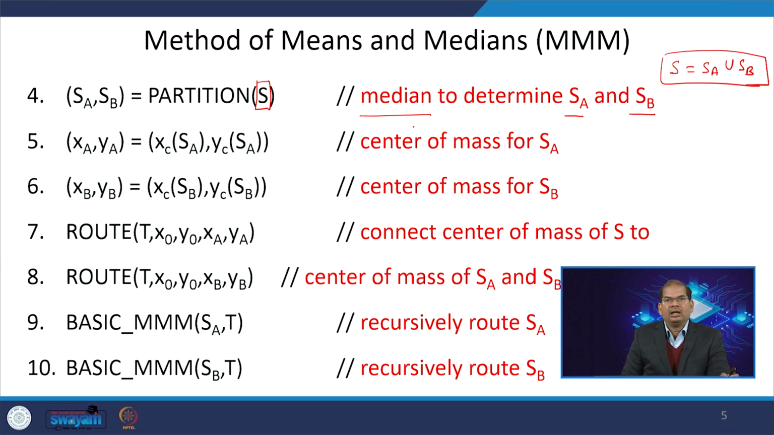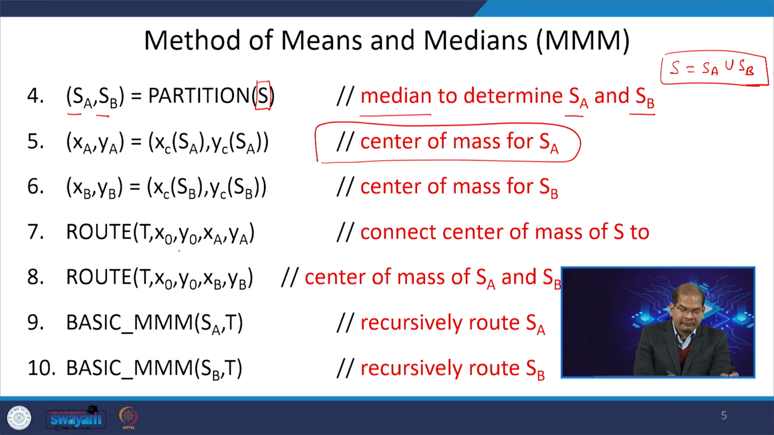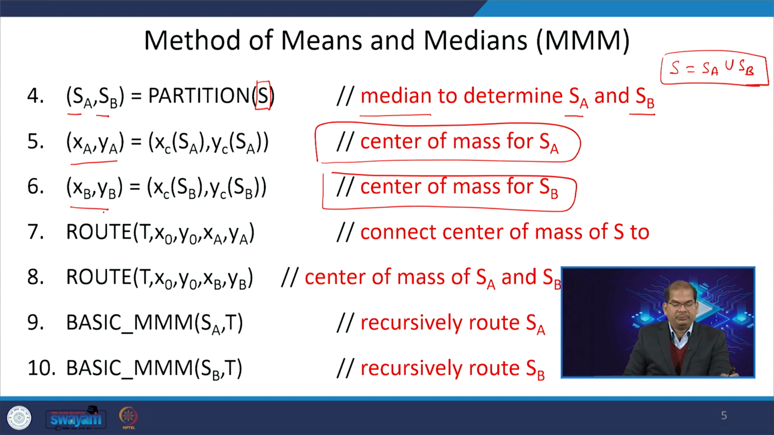Median means we partition the set S into two parts such that each partition will have an equal number of sink nodes. So, I have S A and S B. I have a set S A, then I will find the center of mass of S A, which is found out to be X A and Y A. Similarly, the center of mass of S B is X B comma Y B.